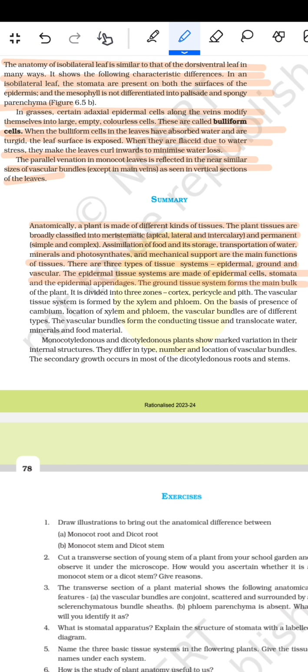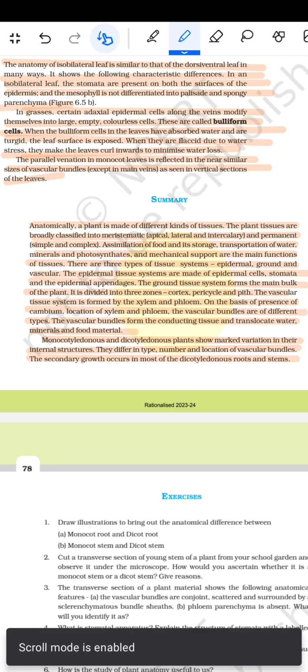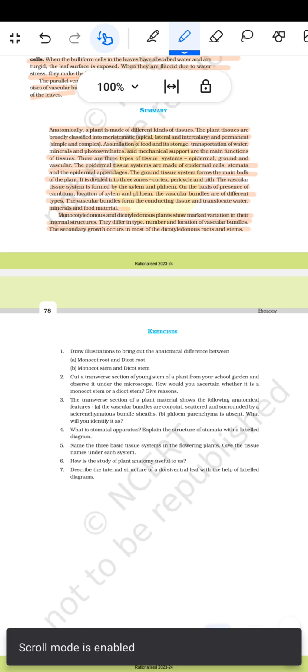The ground tissue system forms the main bulk of the plant. It is subdivided into three zones: cortex, pericycle, and the pith. The vascular tissue system is formed by the xylem and the phloem. Based on the presence of the cambium and location of the xylem and the phloem, the vascular bundles are of different types. The vascular bundles form the connecting tissue and translocate water, minerals, and the food material. Monocotyledonous and the dicotyledonous plants show marked variation in the internal structure. They differ in the type, number, and the location of the vascular bundles. The secondary growth occurs in most of the dicotyledonous root and the stems. तो ये हो गया इसका.